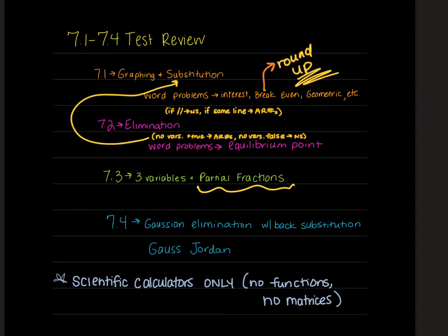And then 7-4 is exactly what we just talked about. Gaussian elimination with back substitution. Rewrite the row echelon form and finish it with Gauss-Jordan. So you're finishing that question twice. Both answers should be the same. Scientific calculators the whole time.